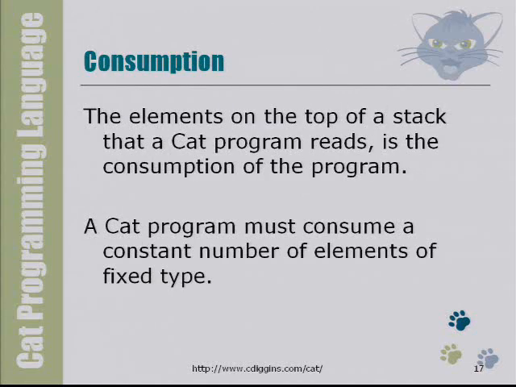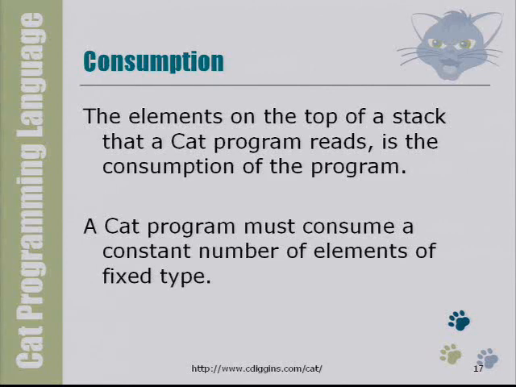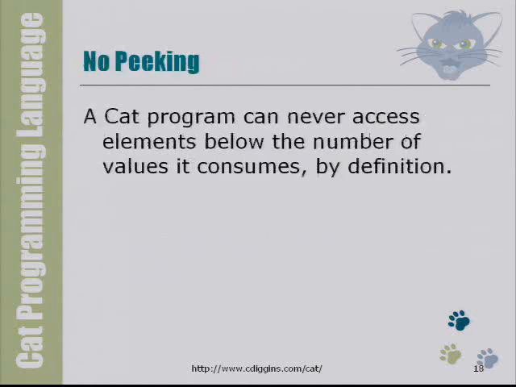So I have to introduce a few concepts. One of them is consumption. Every stack program consumes either one or both of the stacks, the main stack and the auxiliary stack. Every CAT program, and this is part of the semantics of the language, must consume a constant number of elements of fixed type. Of course, there's no peeking. You can never look below the number of elements it consumes, but that's the definition of consumption.